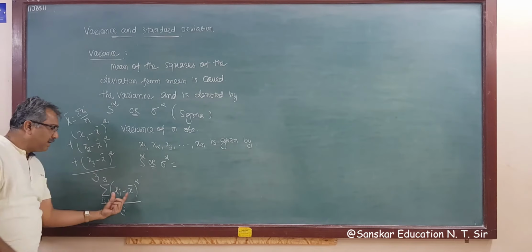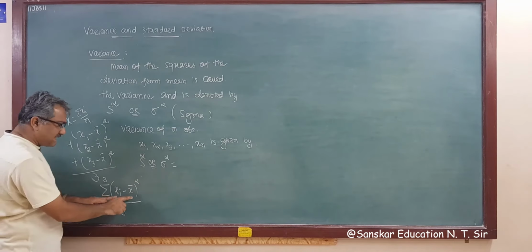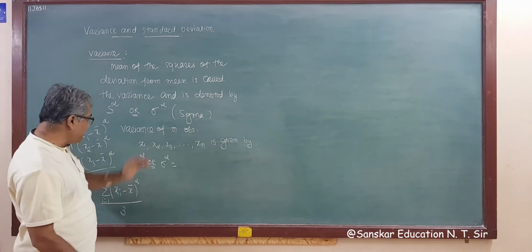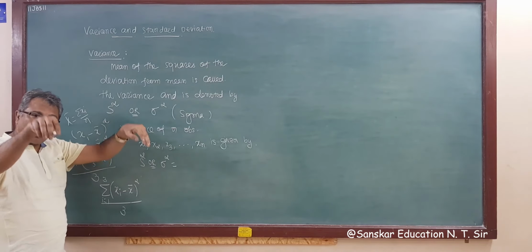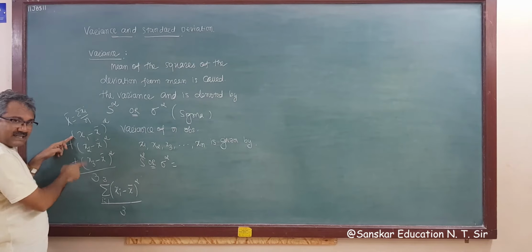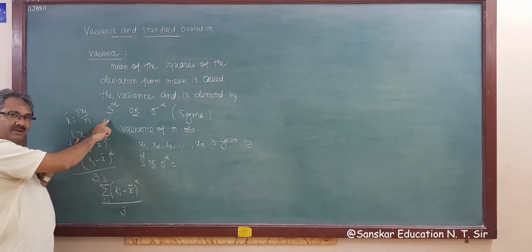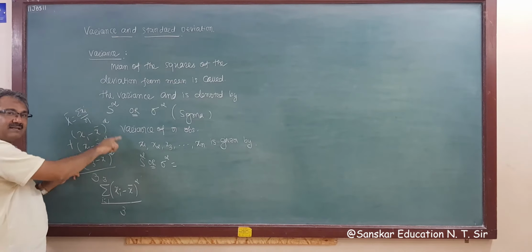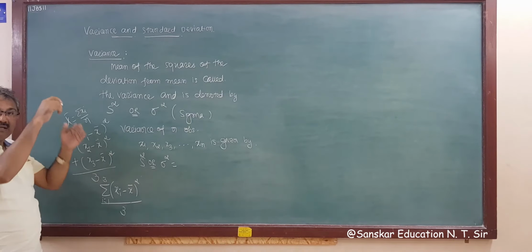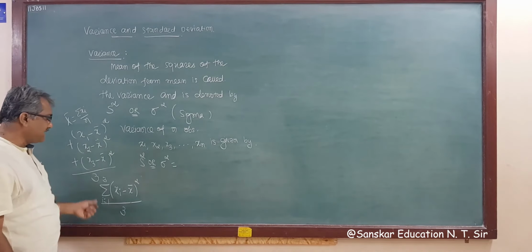So this is the deviation, the square of the deviation from mean. Now mean of them means you have to add all observations: the first observation deviation squared, second observation deviation squared, third observation deviation squared. Then mean means the sum of all observations divided by the total number of observations, divided by 3.